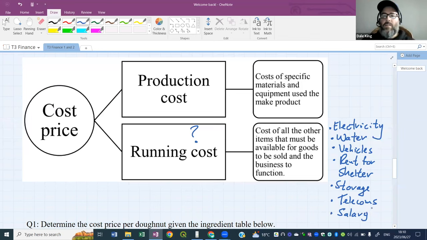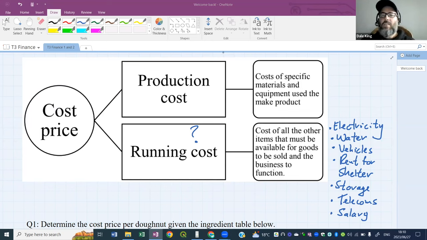All right, salaries. Excellent, guys. These are very good examples. Safety and security, license fees. Yeah, these are fantastic examples. I've only written a few there. Thank you for all the examples. Those are brilliant. But these are all running costs for a business.